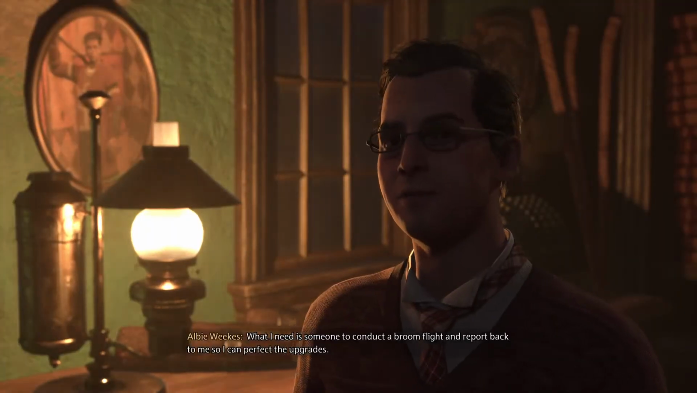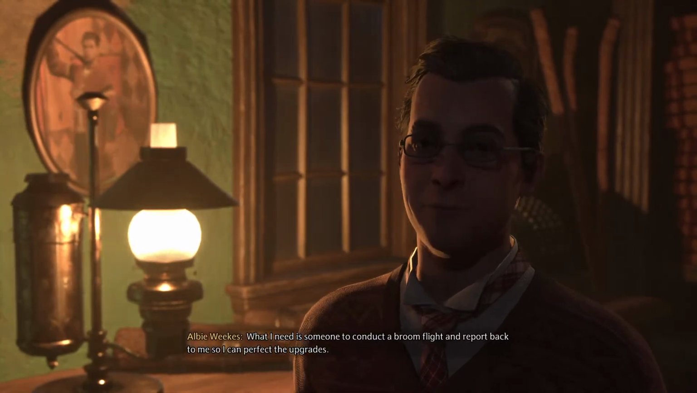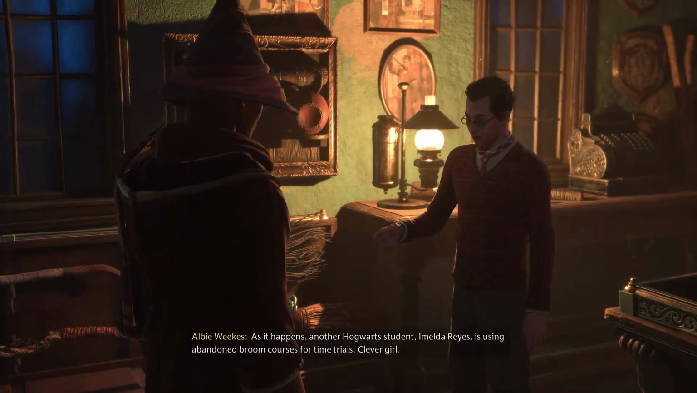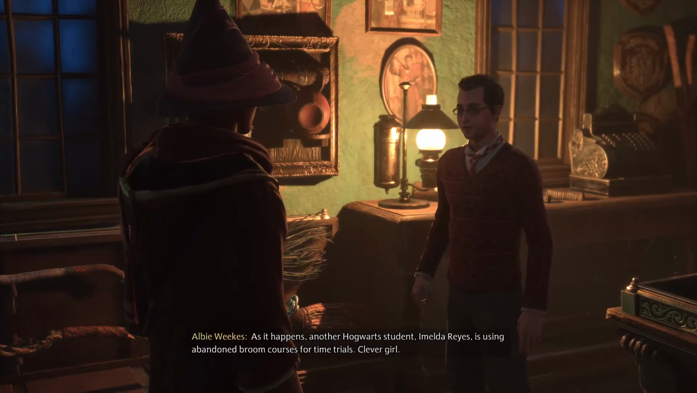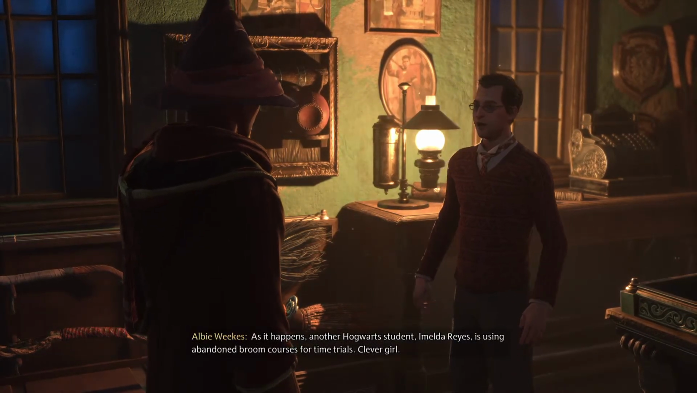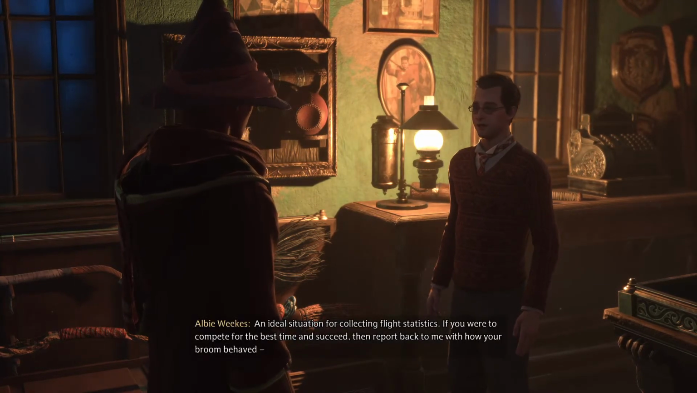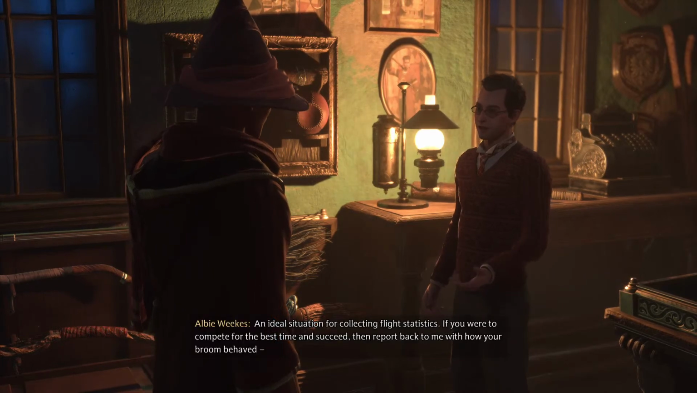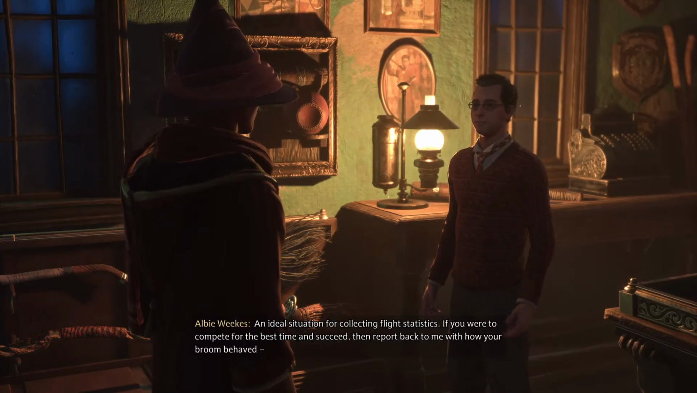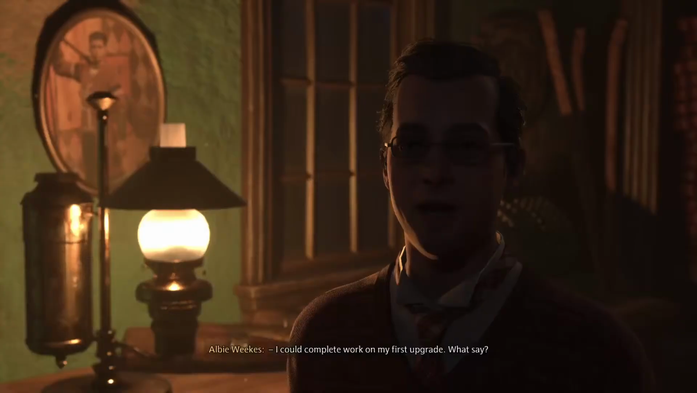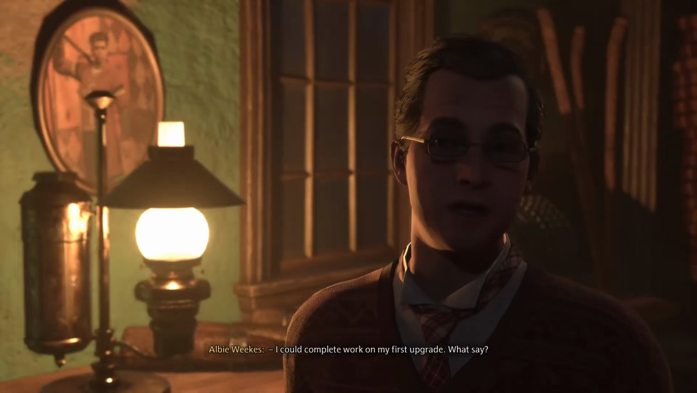What I need is someone to conduct a broom flight and report back to me so I can perfect the upgrades. As it happens, another Hogwarts student, Imelda Reyes, is using abandoned broom courses for time trials. Clever girl. An ideal situation for collecting flight statistics. If you were to compete for the best time and succeed, then report back to me with how your broom behaved, I could complete work on my first upgrade. What say?